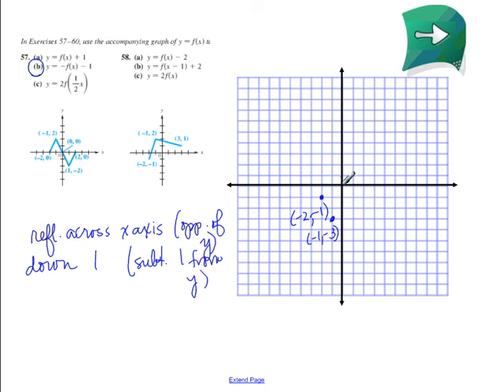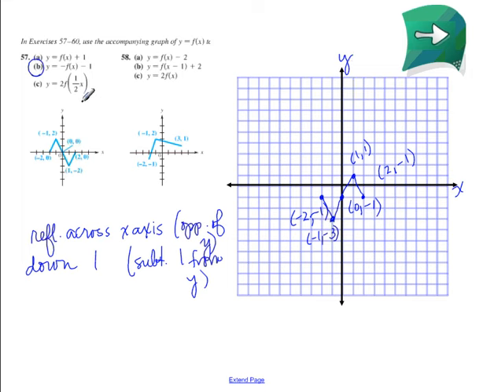(0, 0) reflected would still stay at (0, 0), but shifting it down would become (0, -1). (1, -2) reflected would become (1, 2), but now I shift it down to become (1, 1). (2, 0) reflected stays at (2, 0), but shifting it down 1 becomes (2, -1). So now my transformed graph will look like this. It does a mirror image across the x-axis and then moves down by 1 unit.